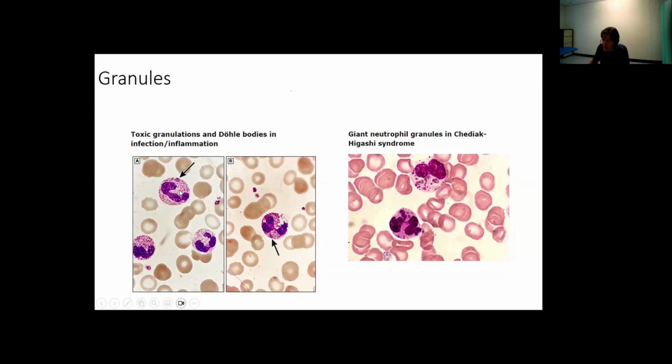So the ones on this side are all fairly small, but lots of them. Here, they're much bigger and not quite as uniform. And this would be a situation where it would be an inherited condition as opposed to a more reactive condition here.